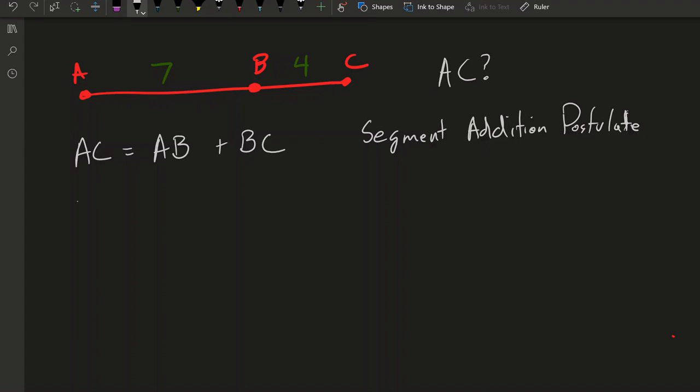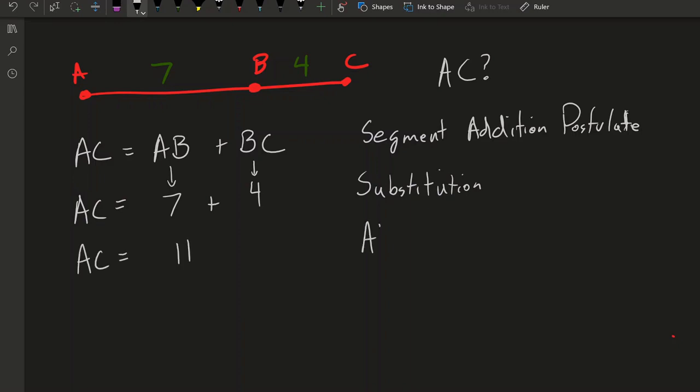Now, my next step, I would say AC is equal to, well, I know what AB is right here. I know that AB is 7, plus I know that BC is 4. And for that one, my reason is substitution. That's where I take one thing and swap it out for something that's equal. And then I can say AC is equal to 11. And for that one, I'm just going to call that algebra. If we wanted to get nitpicky, we could say that was combining like terms, but for right now, algebra will suffice.